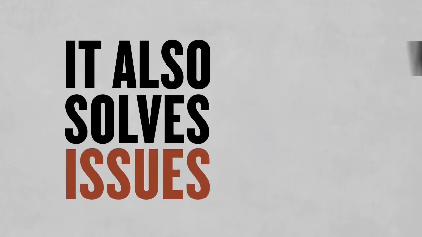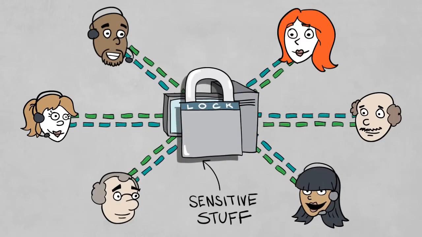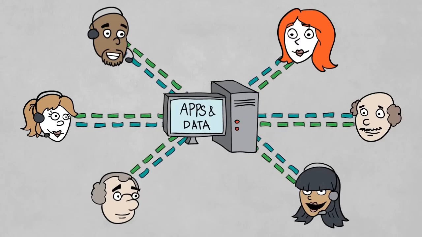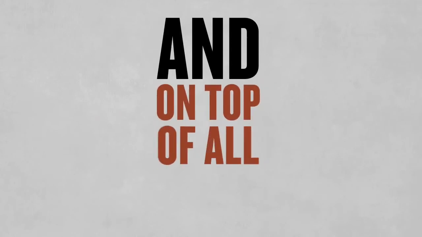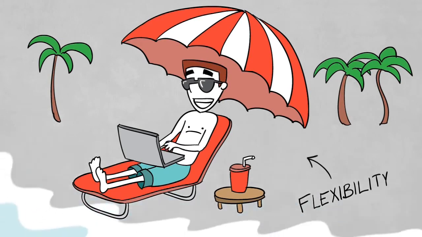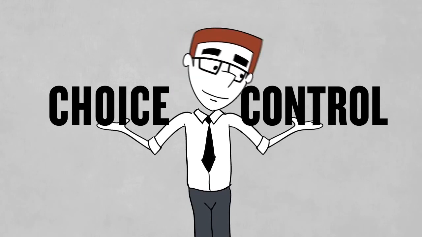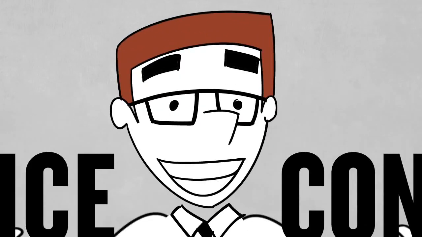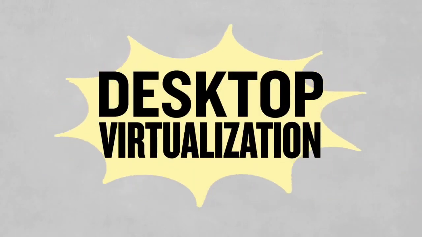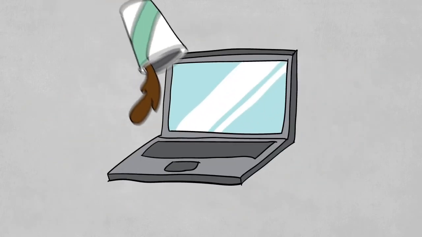It also solves issues with the call center, where the new solution keeps all that sensitive stuff on the company's server, while still giving everyone access to their apps, workspaces, and data to do their jobs. And, on top of all that, Desktop Virtualization gives you the flexibility to let your teams work from different locations with different devices. Choice and control are back in your hands, and you can now empower your teams and keep all your hair. It's time for IT to evolve, and Desktop Virtualization lets you focus on flexible options for your users, instead of just fixing the same old problems.